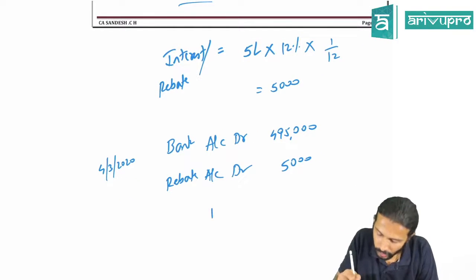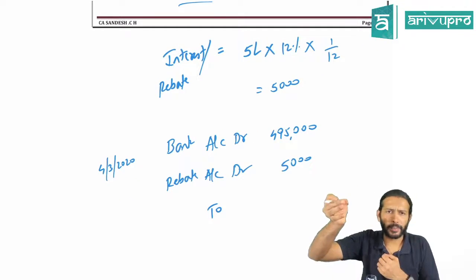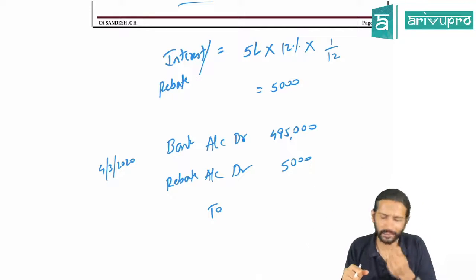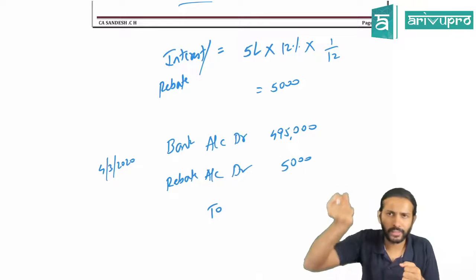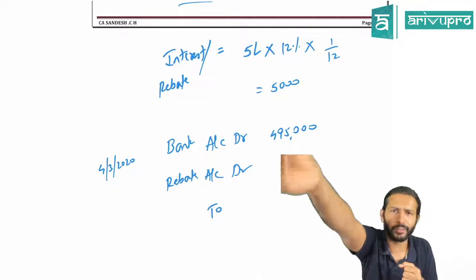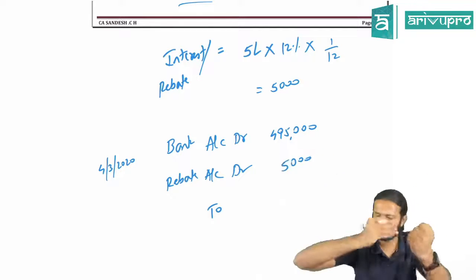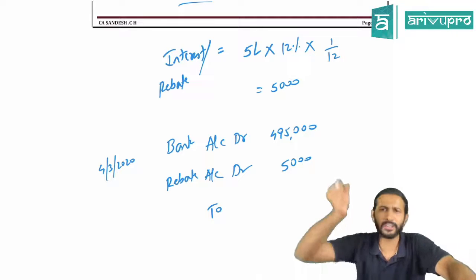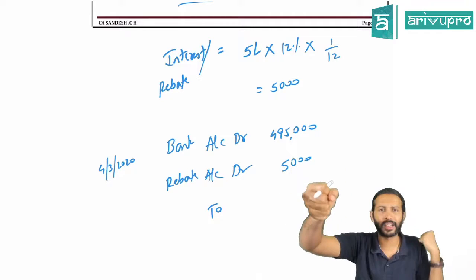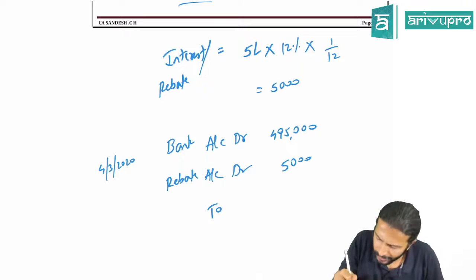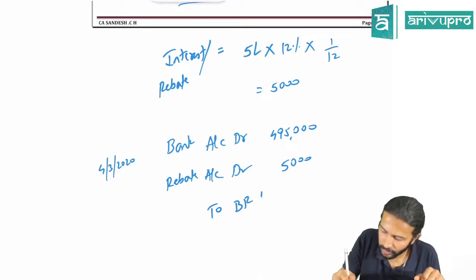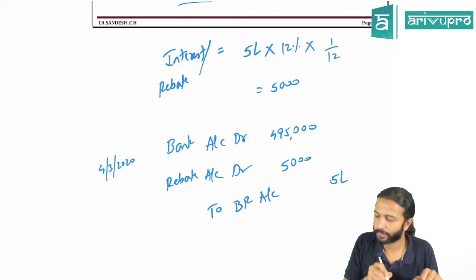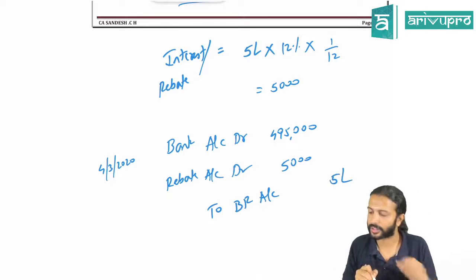If Bhavika has to pay, it means I have to give her something. What will I give her? On a bill receivable, how does the payment work? I will give the bill receivable to Bhavika and Bhavika will give me the money. It's a give and take arrangement. That means I will credit the bill receivable account. What is the value of the bill receivable? 5 lakh rupees. This is the entry.